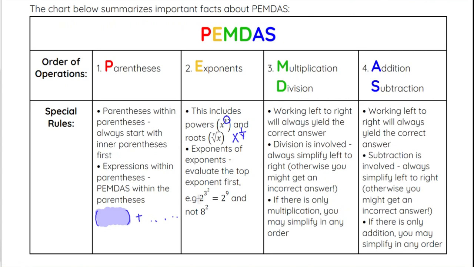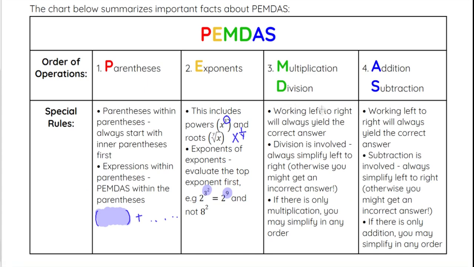Exponents of an exponent. So if you have 2 to the 3rd power to the 2nd power, you are actually going to evaluate the top exponent first. So you're going to work top down. You're going to do the squared on the 3 first and turn that into a 9. And so then your base will stay the same as 2, and it would be 2 to the 9th. It would not be 2 to the 3rd power first, which would be 8, and then squaring that. That is not correct. So it would be starting at the top and working your way down if you were to have an exponent on an exponent.